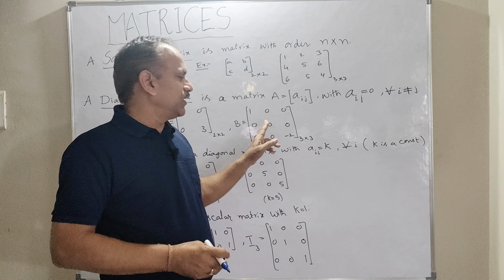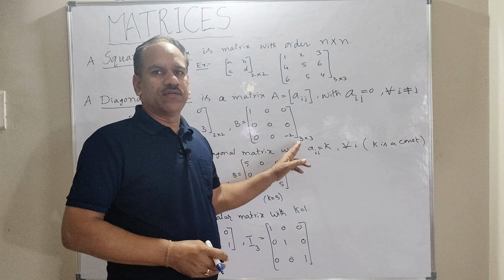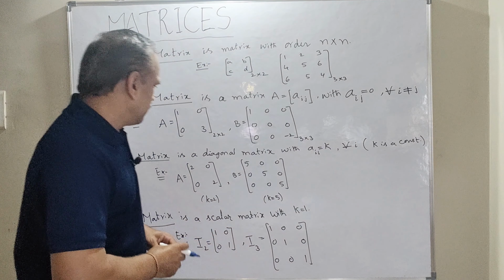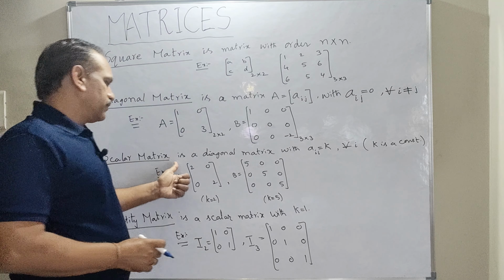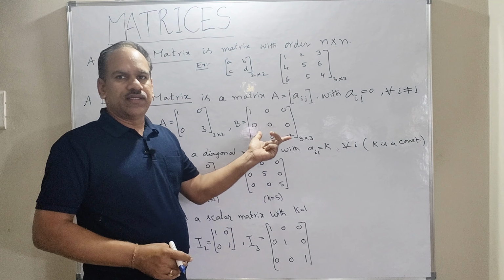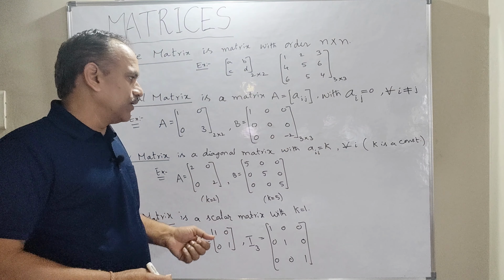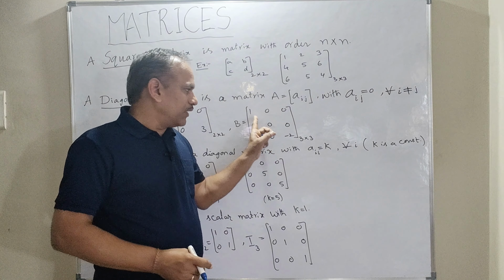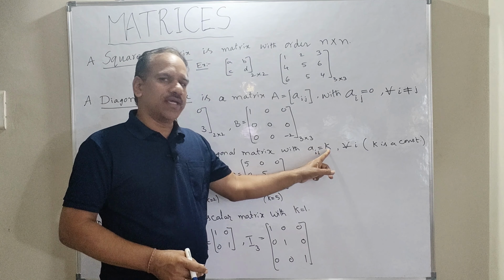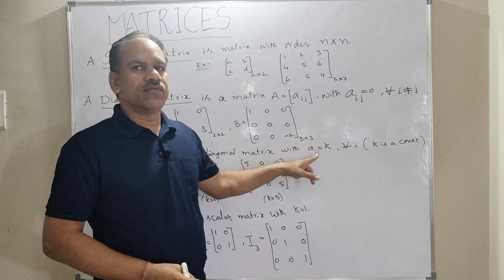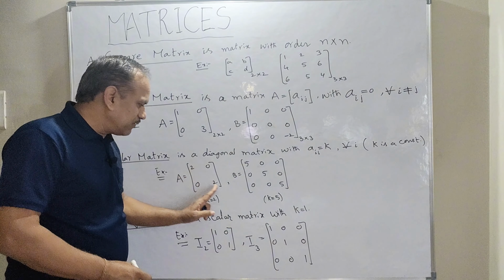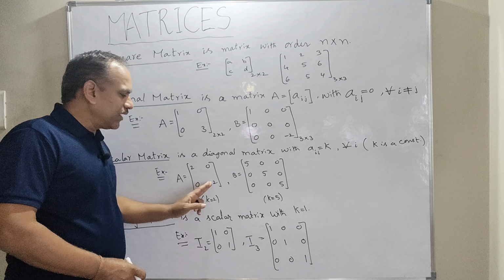If all the entries on the diagonal are also 0, principal diagonal also 0, then we call it a zero matrix, right? Now, a scalar matrix. What is a scalar matrix? A scalar matrix should basically be a diagonal matrix in which all the diagonal elements are equal, a constant. Aii equal to k. That means A11 is k, A22 is k, A33 is k, and so on, for all i. That means all the principal diagonal entries are the same.